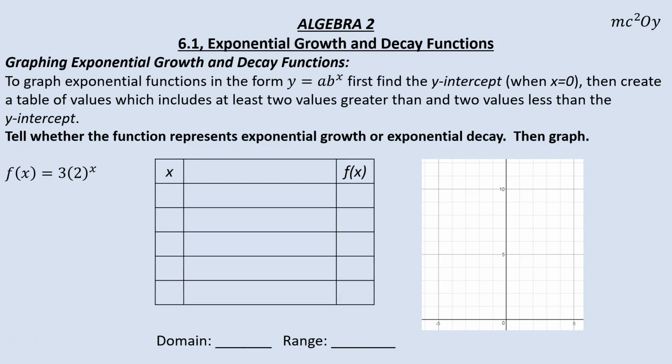Now, graphing exponential growth and decay functions. To graph an exponential function in the form y equals ab to the x, first find the y-intercept. The y-intercept, just like with any graph, is when x equals 0. And then we'll create a table of values that includes two values greater than and two less than the y-intercept. All right, so tell whether this represents growth or decay and then graph.